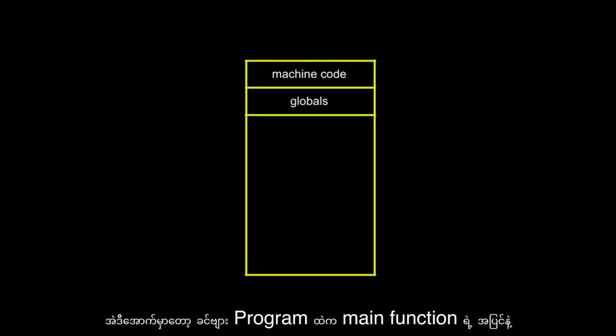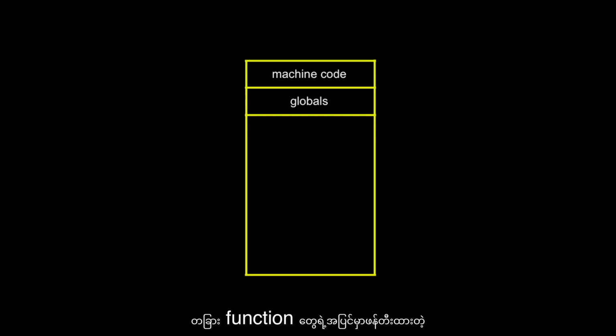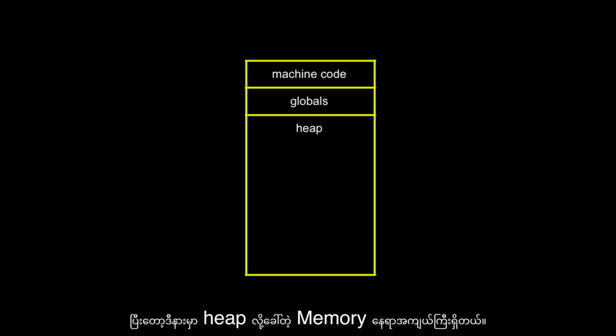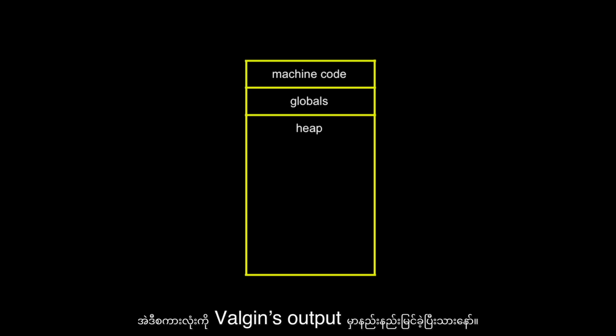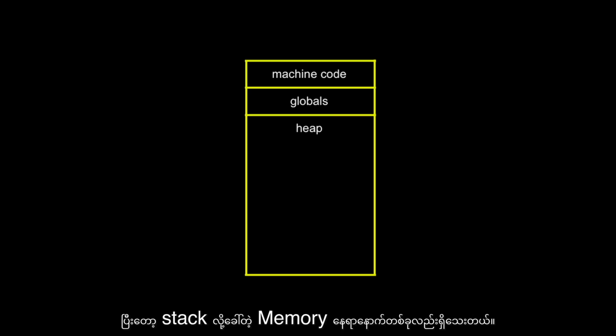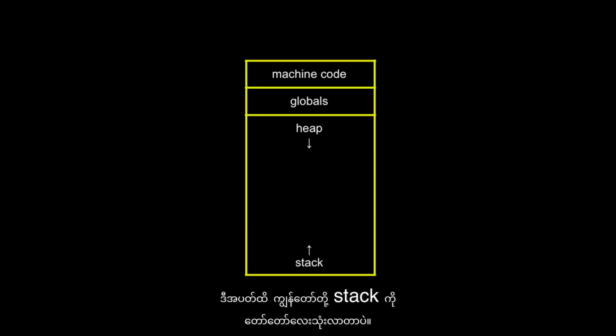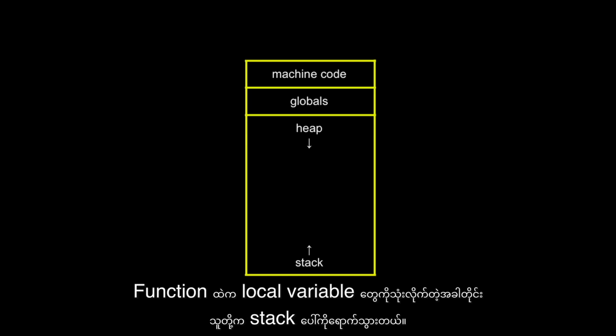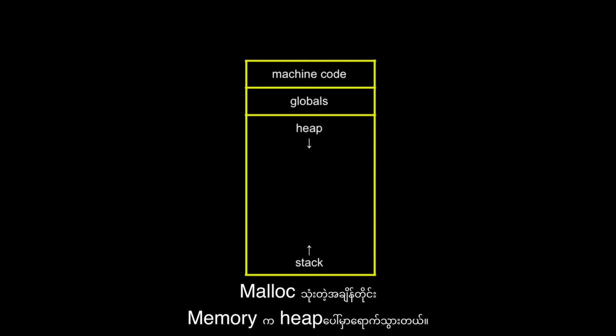Below that, it stores global variables. Any variables you have created in your program that are outside of main and outside of any functions, generally at the top of your file. Globals tend to go at the top there. Then there's this chunk of memory that's generally known as the heap. And we saw that word briefly in Valgrind's output. And then there's this other chunk of memory called the stack. And up until this week, you were using the stack heavily. Anytime you use local variables in a function, they end up on the stack. Anytime you use malloc, that memory ends up on the heap.